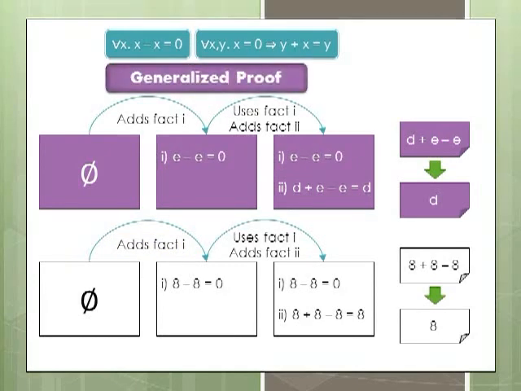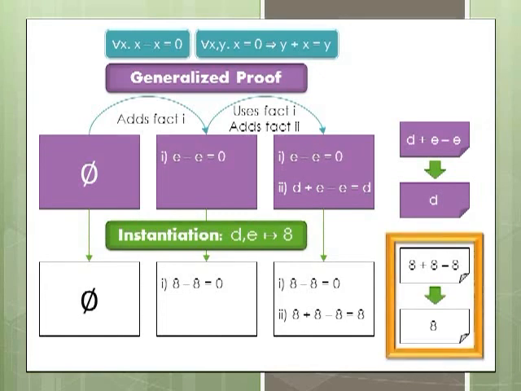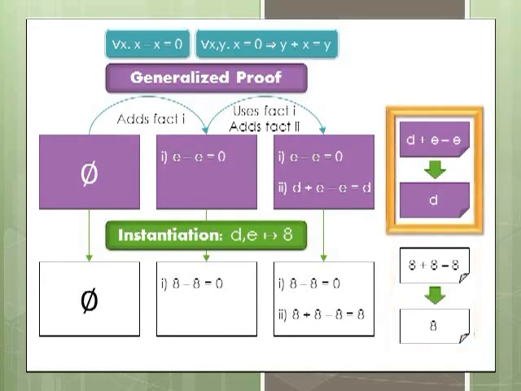In doing so, we've just constructed a generalized proof that these two generalized programs are equivalent. And our original proof is simply a concrete instance of this generalized proof with D and E as 8. In constructing this generalized proof, we managed to transform our concrete optimization provided by the programmer into one which is more broadly applicable.